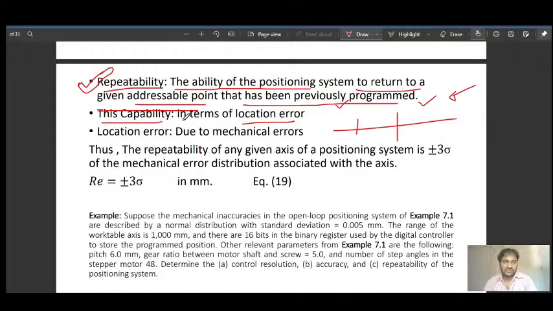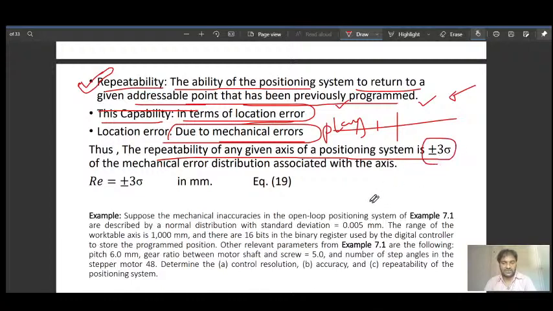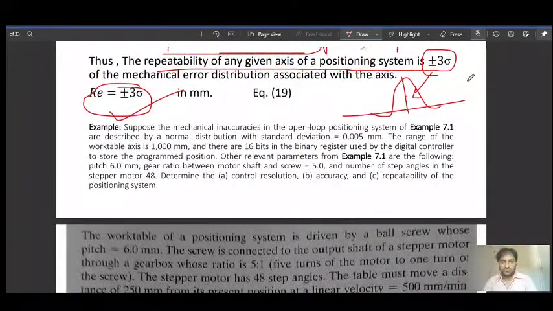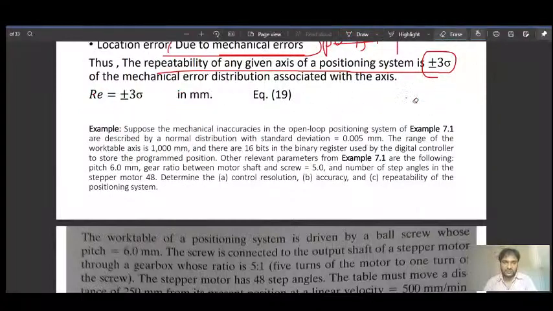So this capability is in terms of locational error, and location error is due to mechanical error such as play, backlash, inertia. These all cause mechanical error. And thus the repeatability of any axis of the positioning system is plus minus 3 sigma, as we are talking about normal distribution. So if we consider the error as normally distributed, we will give repeatability as plus minus 3 sigma. So that is what we have.